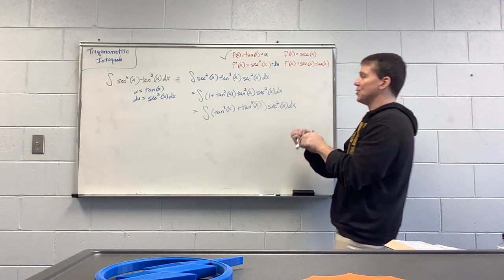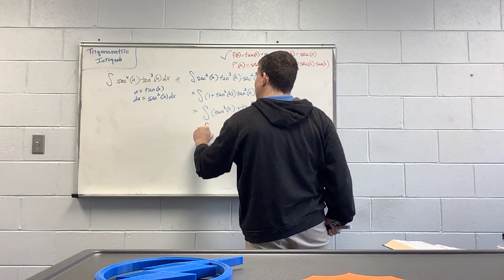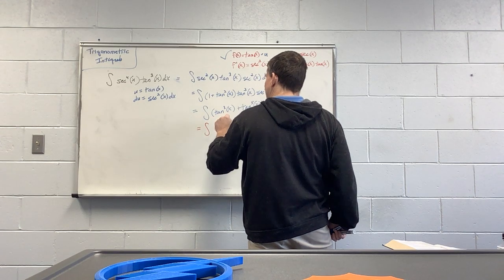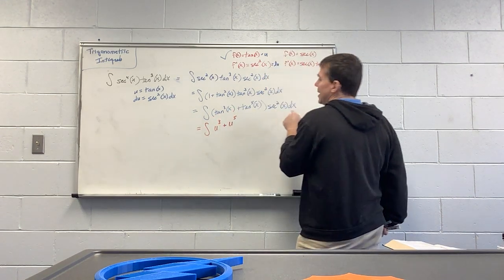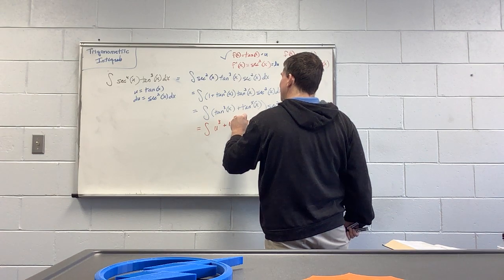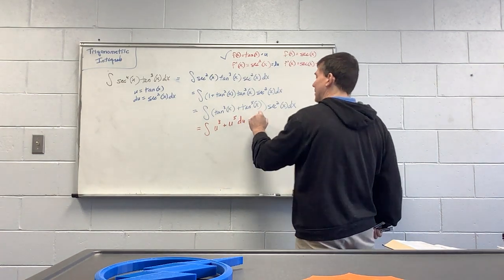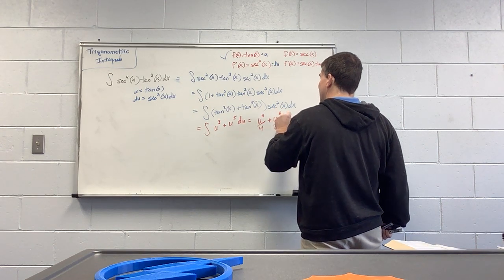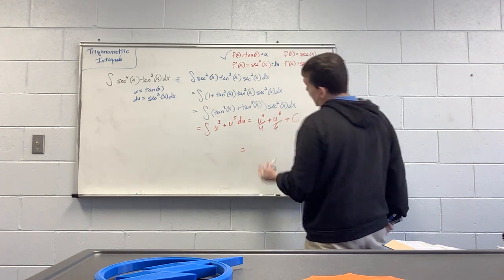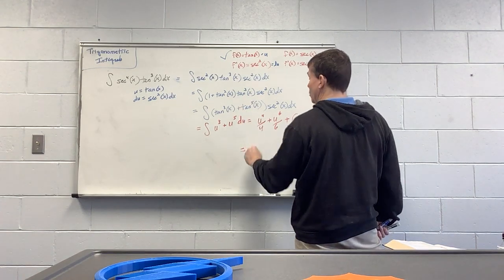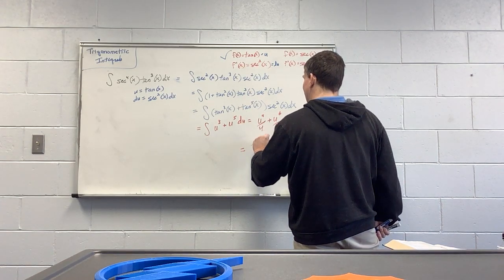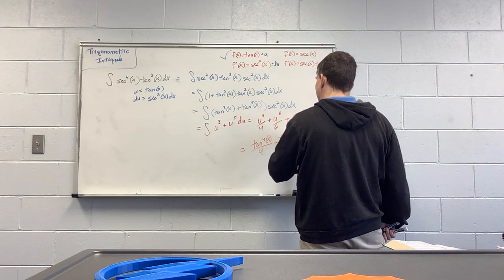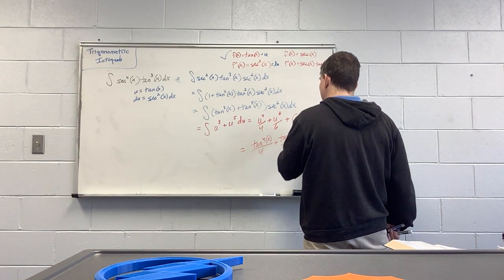Now apply my u substitution. And I get the integral of tan cubed, which is u cubed, plus tan to the fifth, which is u to the fifth, secant squared x dx is just du. And the integral is simple. That's u to the fourth over 4, plus u to the sixth over 6, plus c. Then substitute back, u is tan, so I get tan to the fourth of x over 4, plus tan to the sixth of x over 6, plus c.